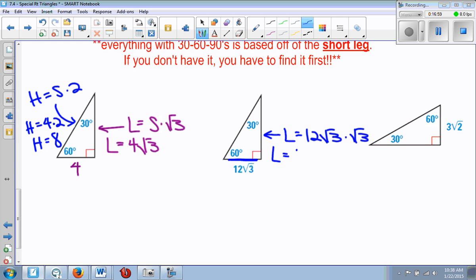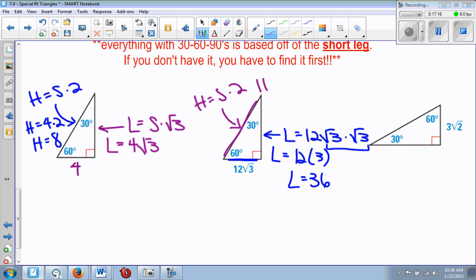Now, multiplying these, if I multiply root 3 and root 3, I simply just get 3. That makes the long leg in this case 36. If I want to find the hypotenuse, it's short leg times 2. So I would do 12 root 3 multiplied by 2. Now remember, something that you learned last semester, and I went over on the first slide, anytime you multiply numbers on the outside of roots, they go together. 12 times 2 is 24. The root 3 stays root 3. So we were able to figure out the long leg and the hypotenuse of the triangle.